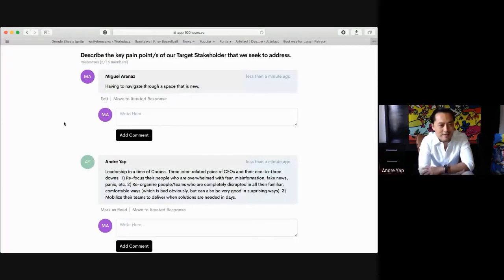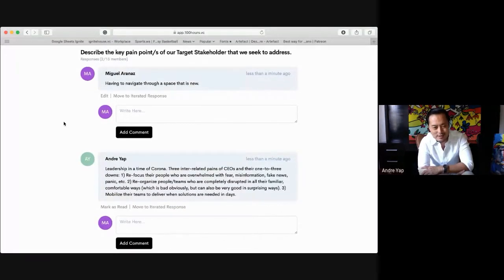Miguel says having to navigate through a space that is new. That is the pain point. I threw in the pain point again. My stakeholder was the CEOs and their 1 downs, 2 downs, and 3 downs. So to me the target pain is leadership in a time of Corona.